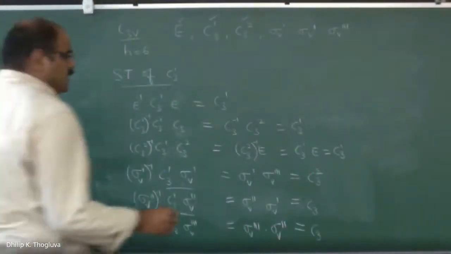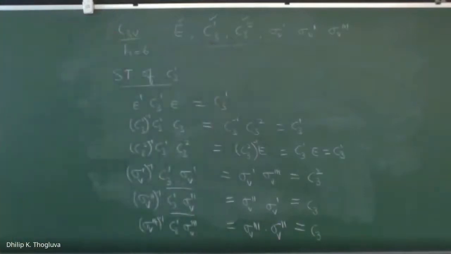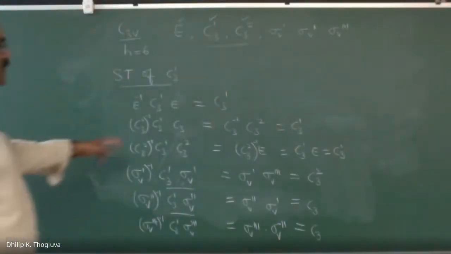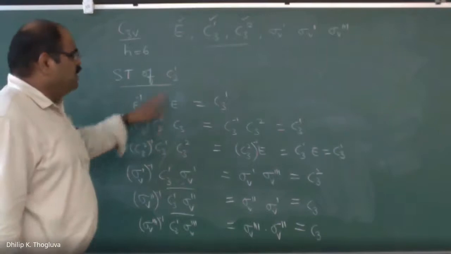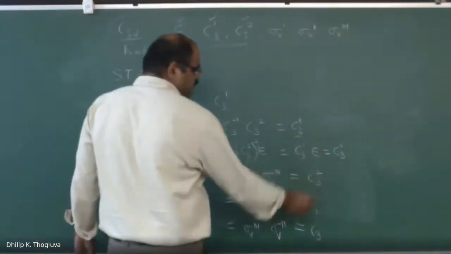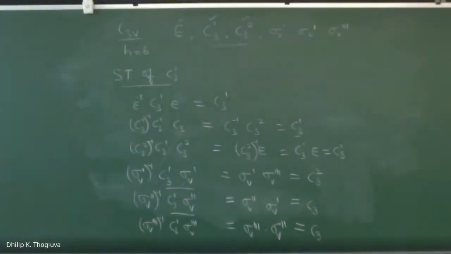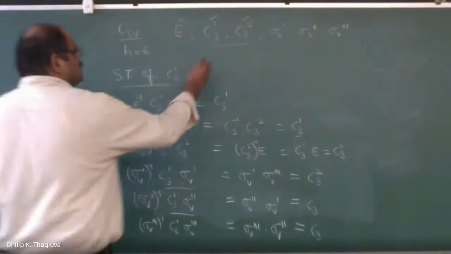So it's a class by itself. If you perform a similarity transformation of the rotational elements C3 by all the elements, you can see it is just giving either C3¹ or C3². Okay, so that's the message. So this is one class.